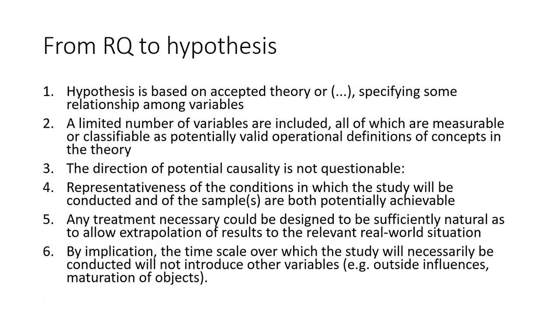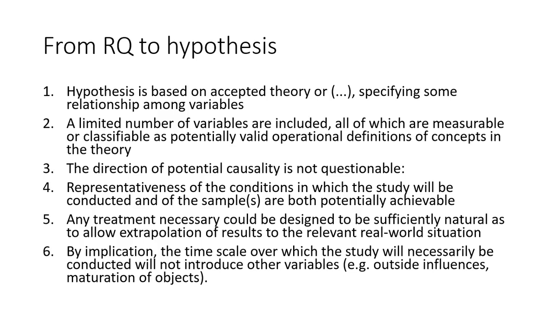The direction of potential causality is not questionable. Well, if I want to say being working class causes people to drop H, that is a directional causality that I am implying in my hypothesis, and I might want to think about whether I want to do that. I could leave it at a null hypothesis and say there is a relationship between social class and H dropping in Coventry. That is a null hypothesis, okay? That's not going one way or the other. It's not a directional hypothesis.